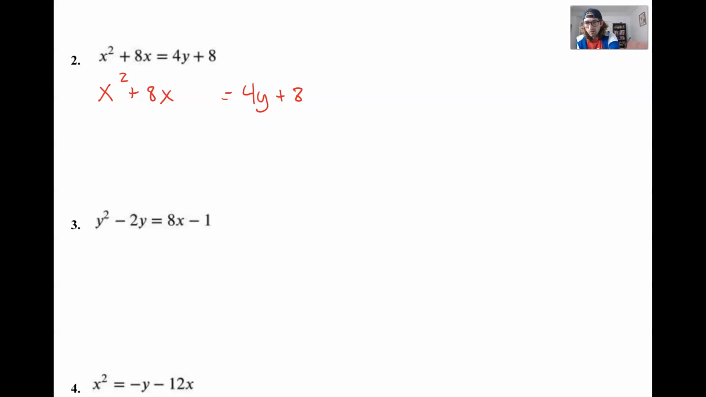How do we complete the square? We look at that 8, we take half of it, which is 4, we square that, so we're adding 16 over there. We also must add 16 to the other side, don't forget that. How does x squared plus 8x plus 16 factor? That factors to x plus 4 times x plus 4, which we write as x plus 4 squared. Then on the other side, 8 plus 16 is 24.